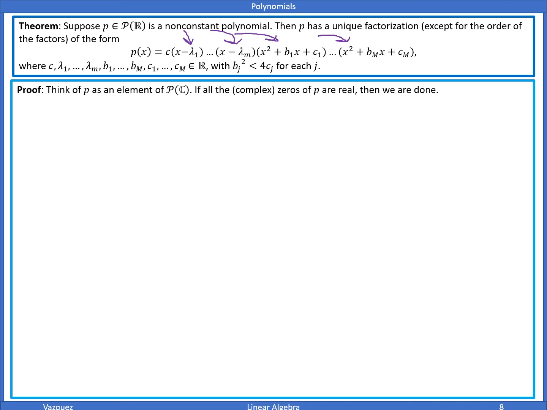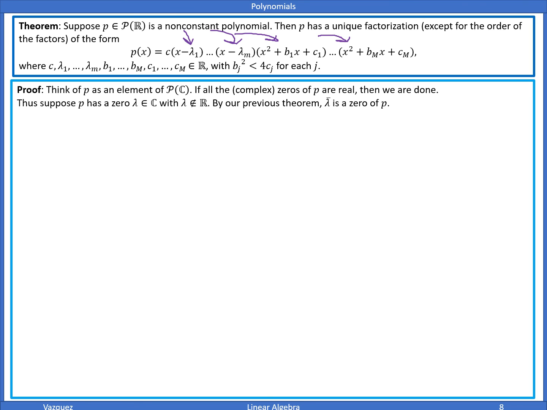Well, first of all, if all complex zeros of P are real, then we're done, right? And why is that? Well, because it would pretty much just be the theorem for the factorization of the complex numbers, the one we went over for the complex numbers, the other lengthy one. It'd just be that. So again, if all the zeros are real, then we're done.